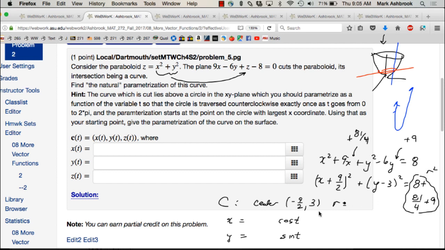So then how do we do that? To get the radius that we want, whatever the radius is, we're going to multiply it by cosine t. And then to get the offset right, the center's at -9/2. So we're going to subtract 9/2.